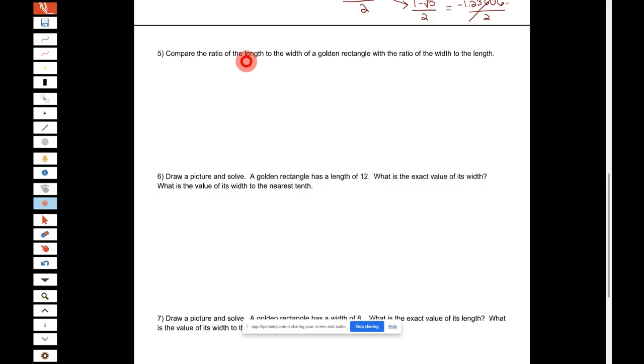All right, so let's compare the ratio of the length to the width of a golden rectangle with the ratio of the width to the length.